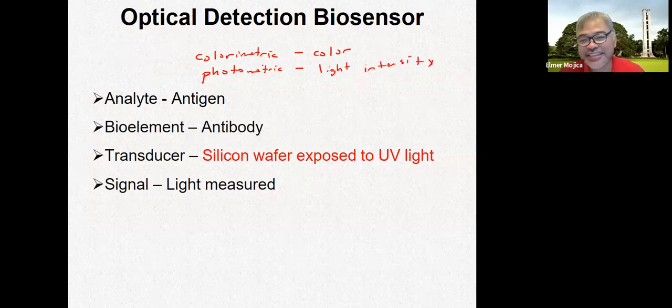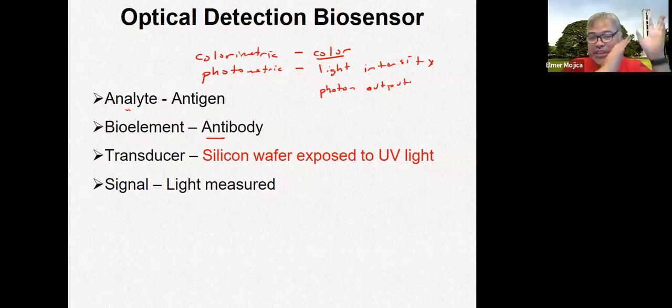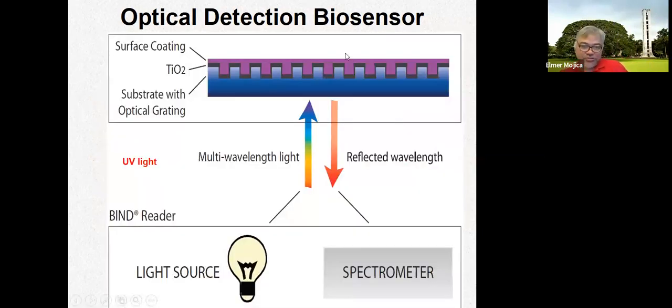So here it changes the measure of absorbance for color. Here it measures or detects the photon output. So you can use here also an antibody taking advantage of the analyte antigen interaction. And you can have a transducer here, a silicon wafer exposed to UV light. And the signal that it will generate is you measure the light. So maybe like this one.